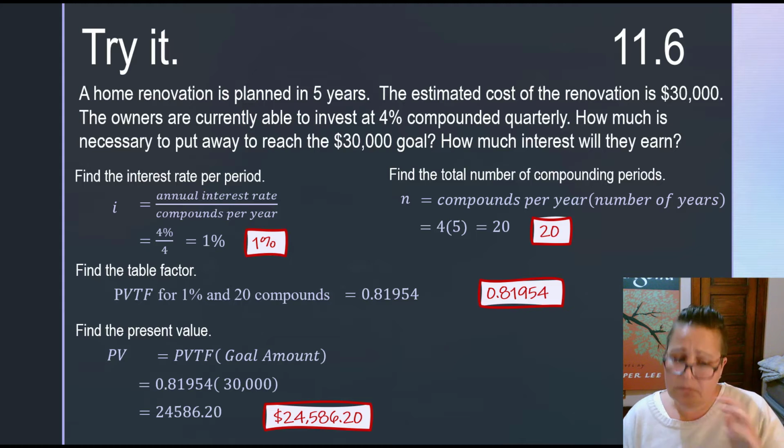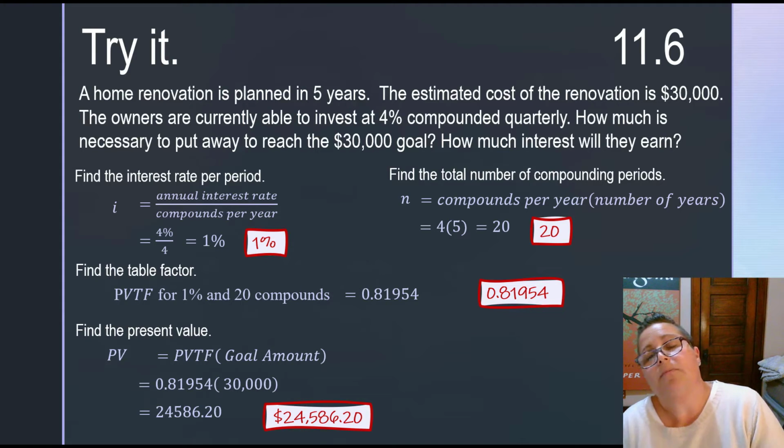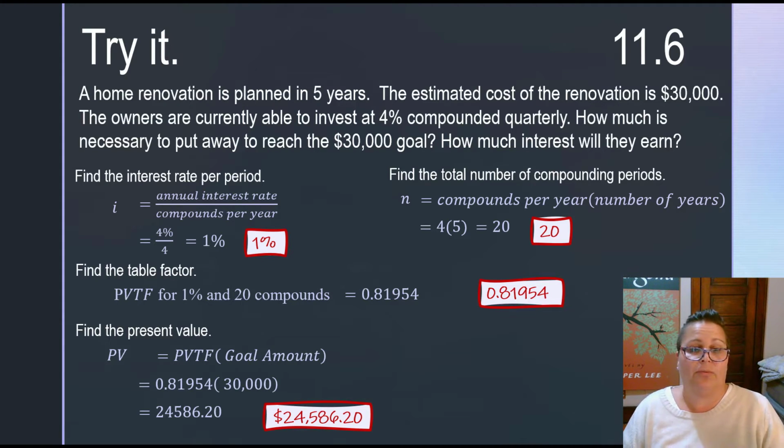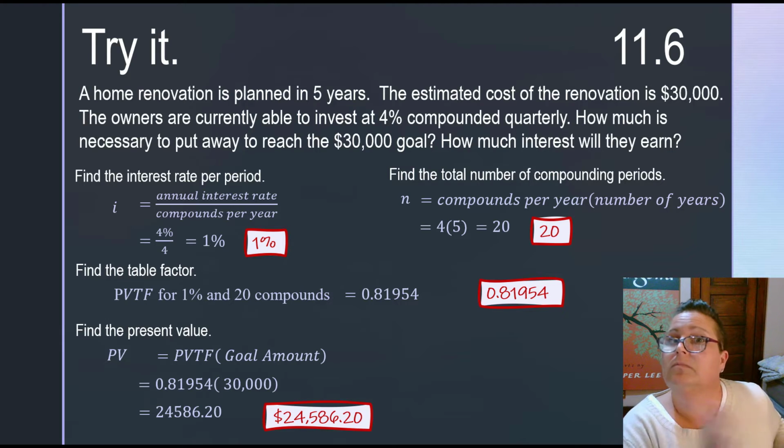$24,586.20. So the thought process here is that, first of all, you have $24,586.20. And if you did, you could take that money and put it in an account and forget about it. Not touch it. Leave it to earn money for you for the next 5 years. And if you did that, you would end up with $30,000.